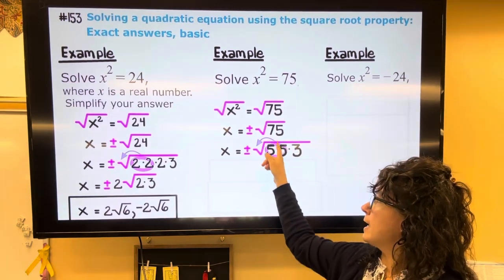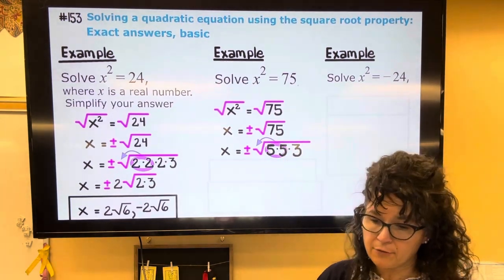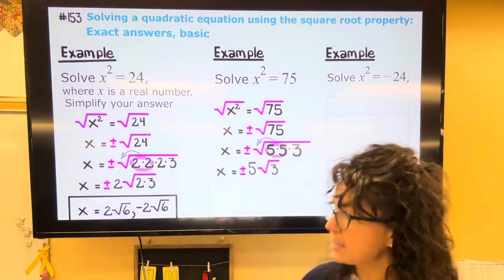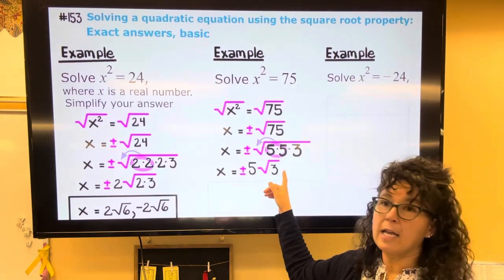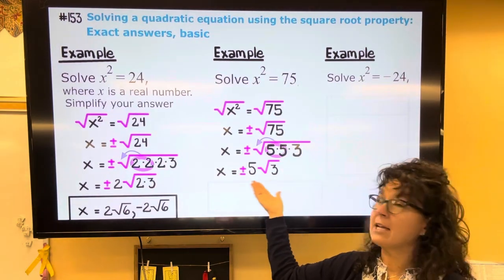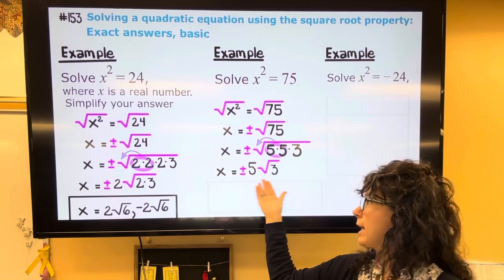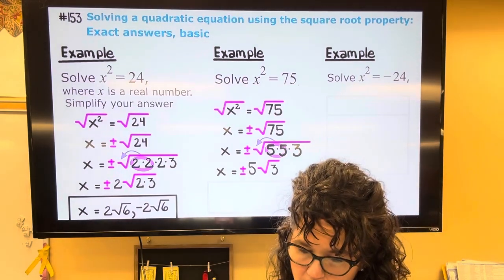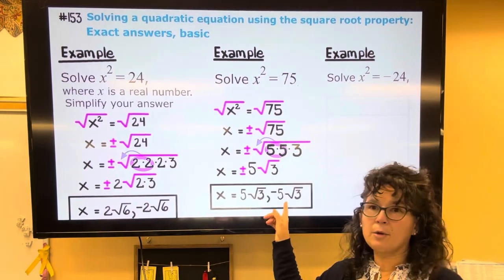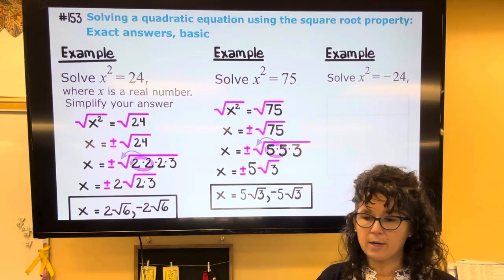I have a pair of 5s, so I got to take a 5 out front, and I end up with positive and negative 5 root 3. This answer is just fine. It's just shorthand notation for both 5 root 3 and negative 5 root 3.